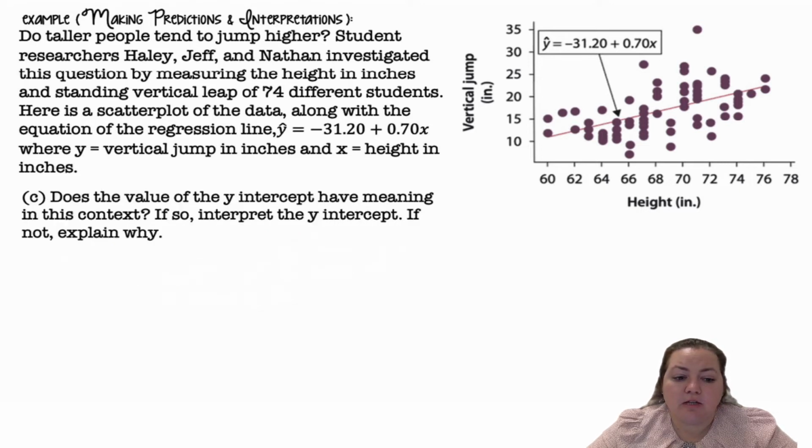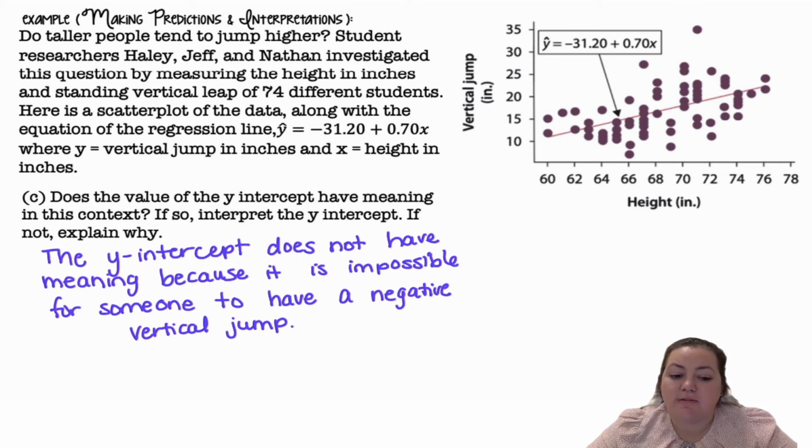Does the value of the y-intercept have meaning in this context? If so, interpret the y-intercept. If not, explain why. So my y-intercept is a, the negative 31.2. The y-intercept does not have meaning because it's impossible for somebody to have a negative vertical jump.